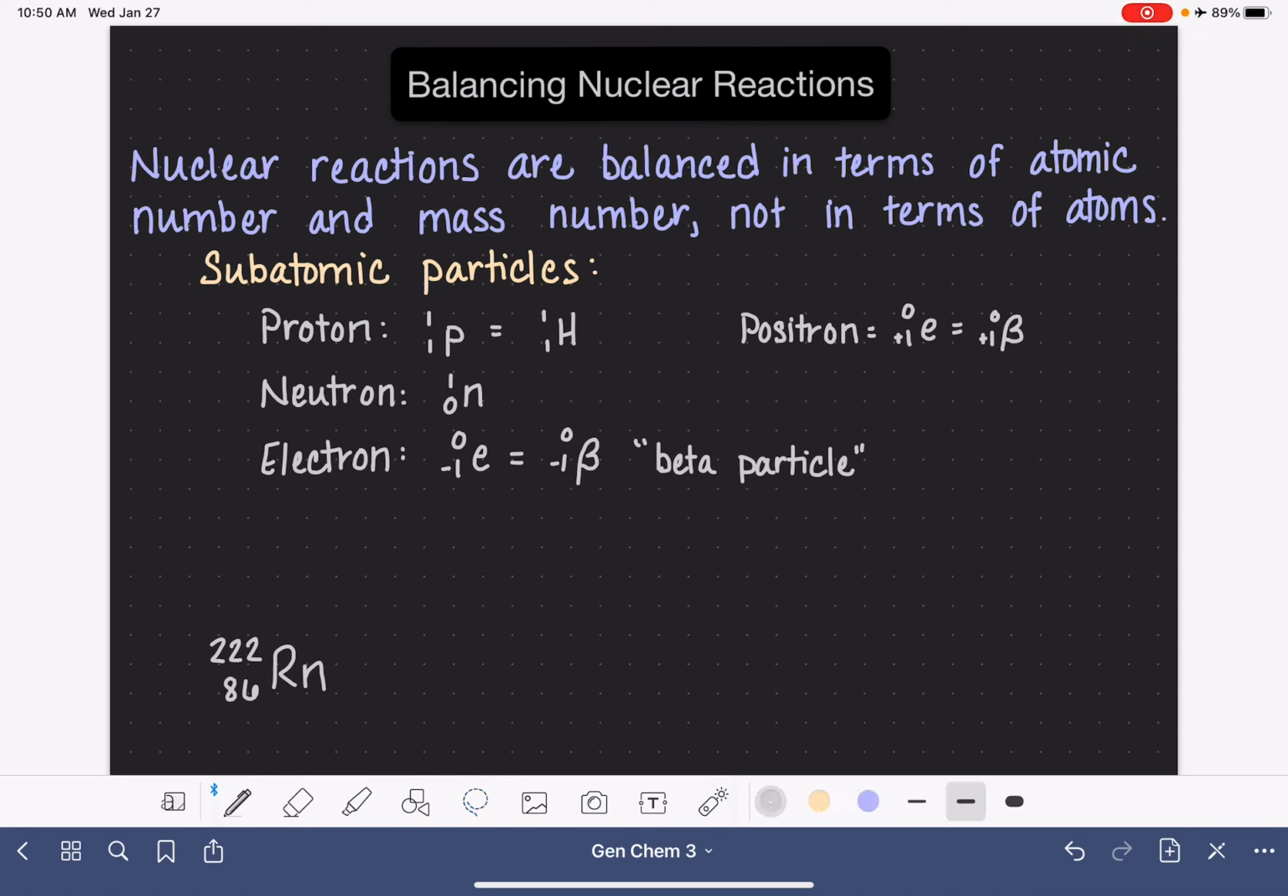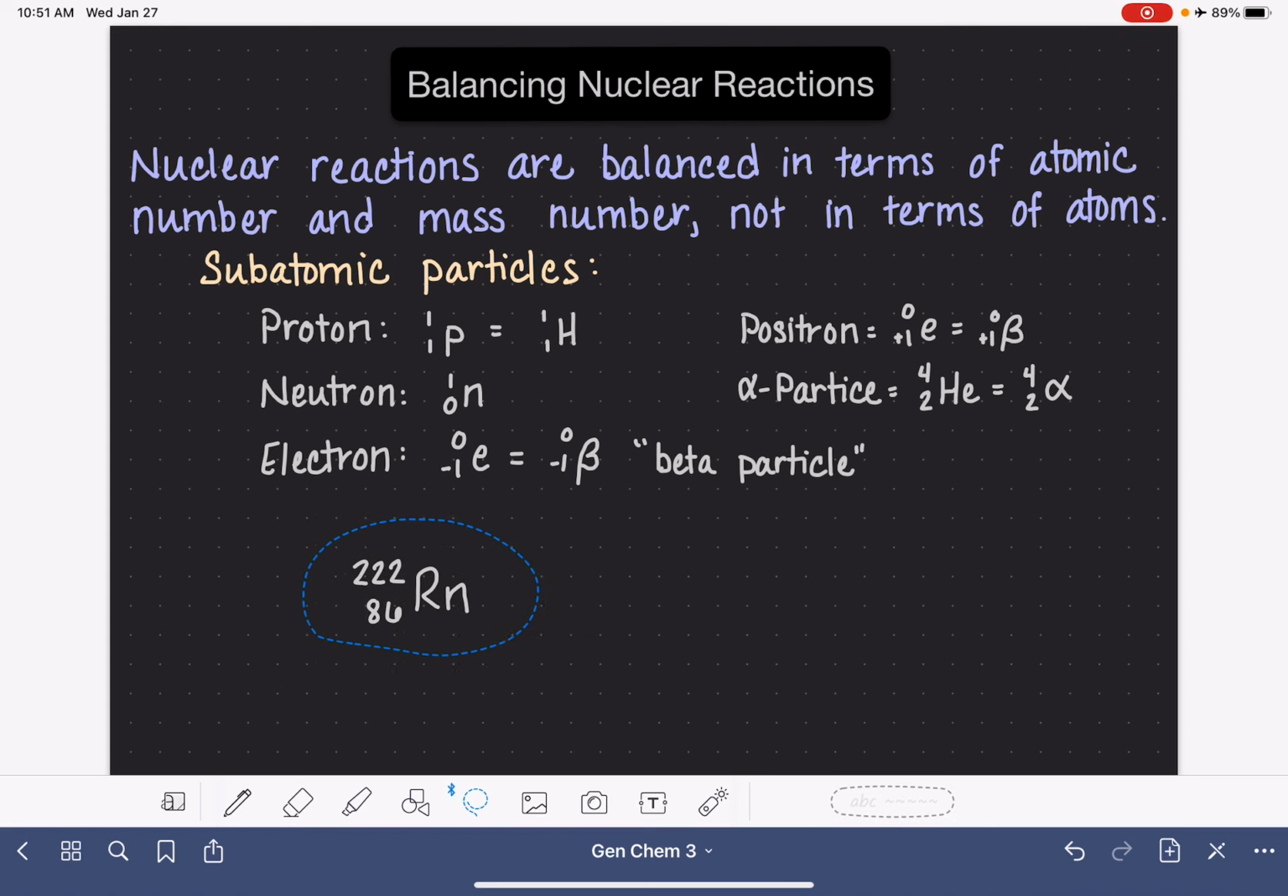And then last but not least, we have what we call an alpha particle. An alpha particle is basically a helium atom, so we will symbolize it with the symbol for helium. It has 2 protons and it has 2 neutrons, so it has a mass number of 4. We will also sometimes see it symbolized with the alpha, mass number of 4, atomic number of 2.